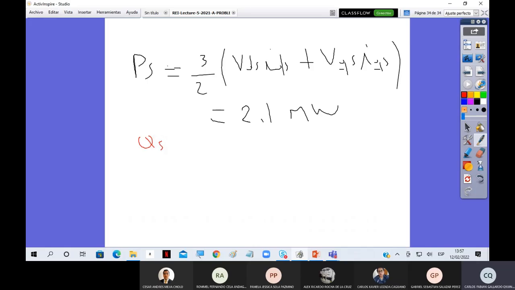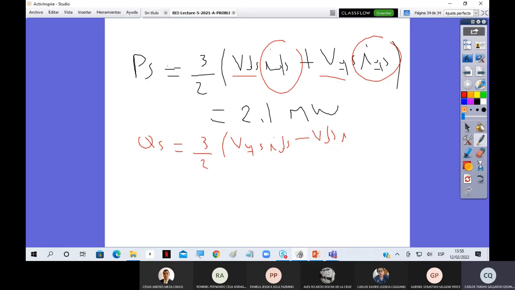What about the stator reactive power? So once again, I will have 3/2. We have already computed this current in the previous step and the voltages are data from the problem, okay? So substituting the values, I will have the quadrature axis voltage times the direct axis current minus the direct axis voltage times the quadrature axis current. So once again, I get the same value, 1.3 megavar.